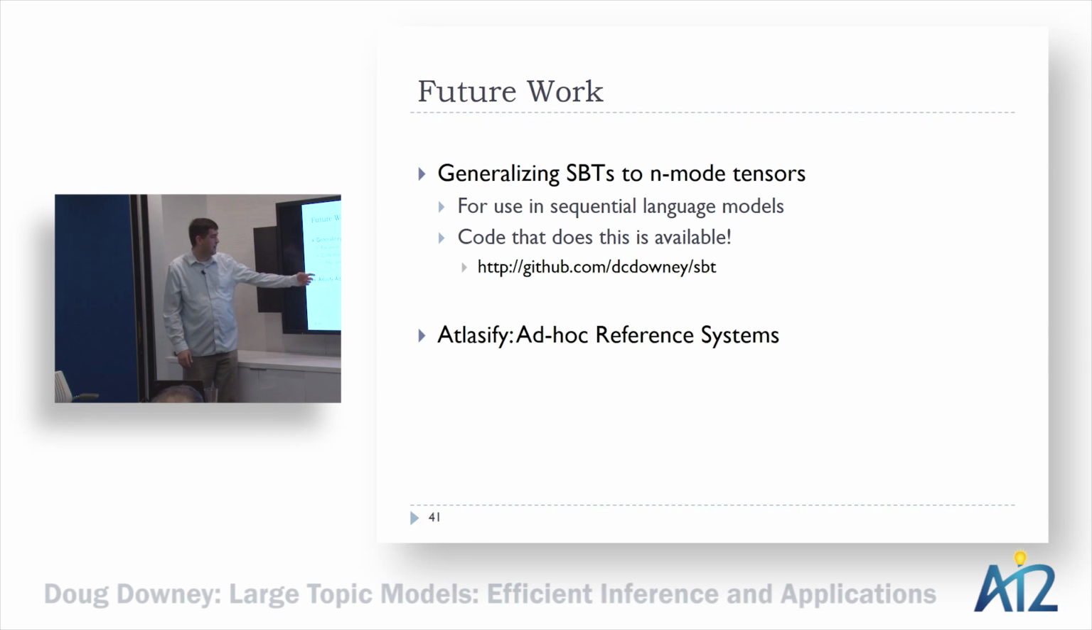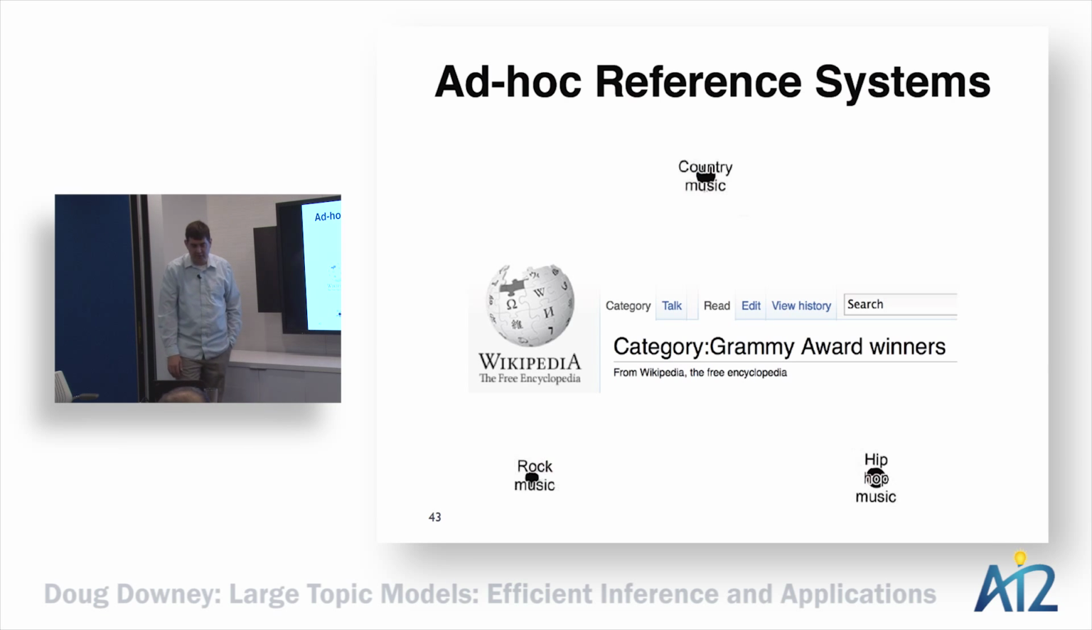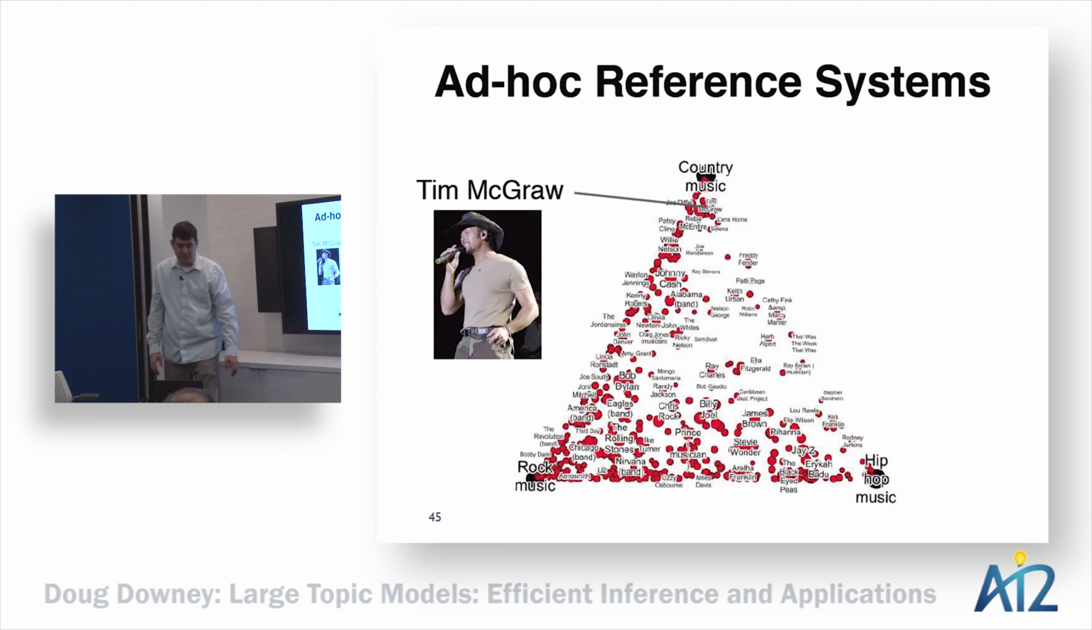One of the things we want to do is enable ad hoc reference systems in Atlas Phi. In addition to the world map and periodic table, we'd like people to be able to define their own reference system. So we say, I want rock, hip hop, and country here, and then plot me all the Grammy Award winners on this. This should not be hard to enable given the semantic relatedness measures that we have. This is actual data from those measures. We just haven't made this publicly available yet.